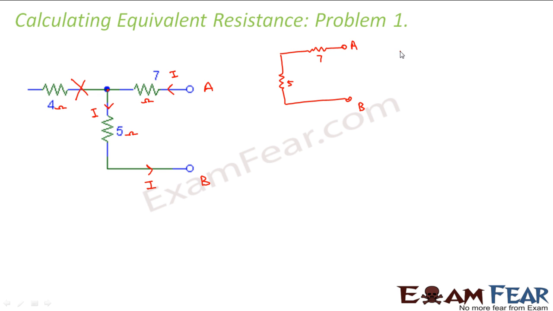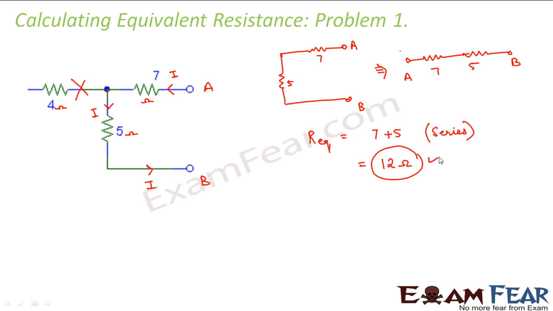If you make this wire straight, if you keep this point A here, it is equivalent to point A and point B, right? It is just that the shape of the wire is in this way. If it had been a straight wire, it is nothing but a series combination of 7 ohms and 5 ohms. That means the equivalent resistance is nothing but the sum of the two resistances, because they are in series. So the equivalent resistance of the circuit is 12 ohms.